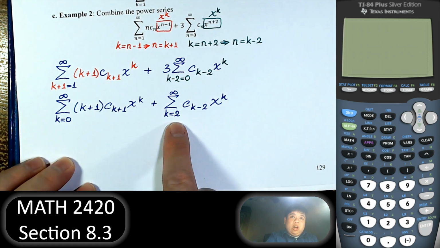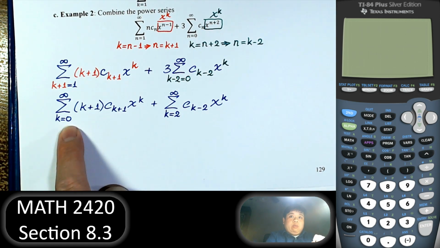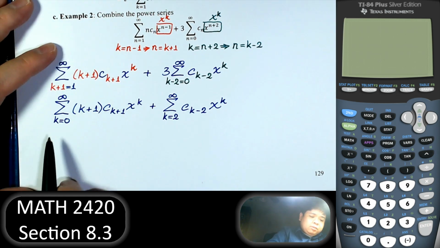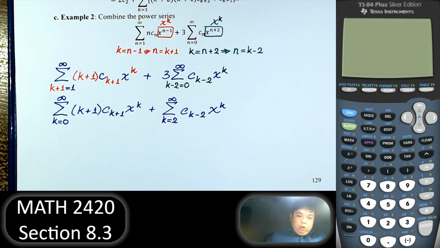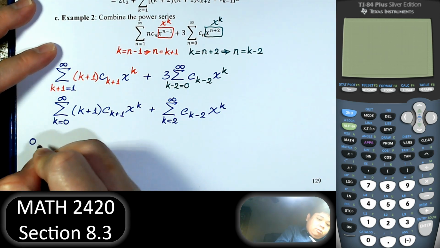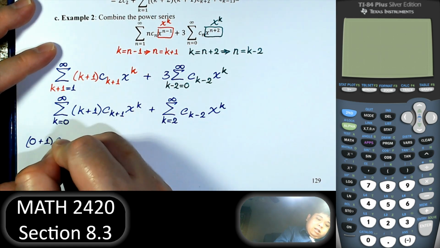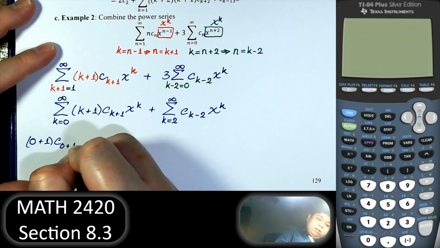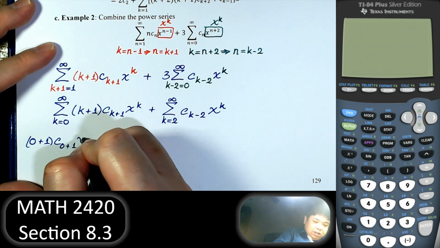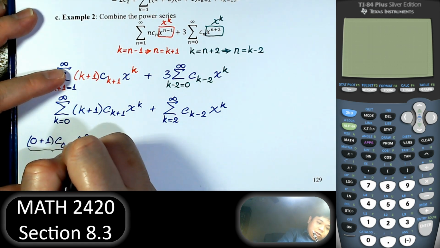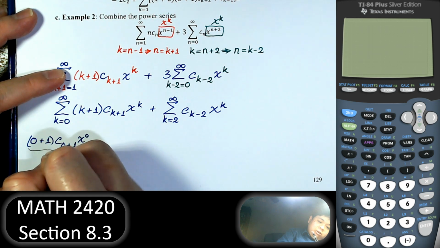We cannot turn this to a lower number. So we go from 0, so we take care of when k equal to 0 first, and then when k equal to 1. After that, we can have k equal to 2. Now, when k equal to 0, if you put 0 in for k, what do we have? 0 plus 1. I put 0 in for k. C of 0 plus 1, x to the 0. Now that term is where k is equal to 0.